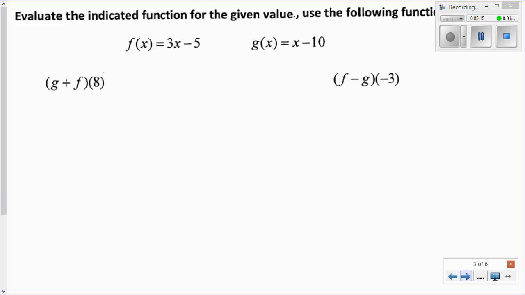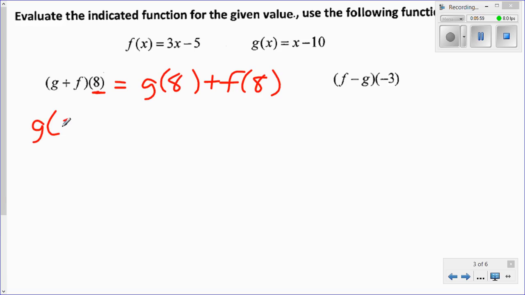Sometimes you are going to be given a value for x. In this example, we have g plus f of 8, so this time we know x is equal to 8. There's a couple different ways you could do this. You could add the functions first, combine your like terms, and then plug in an 8. Or you can plug in an 8 into each function first and then add. We're going to do that, because remember that g plus f of 8 would equal g of 8 plus f of 8. So let's just find each of these.